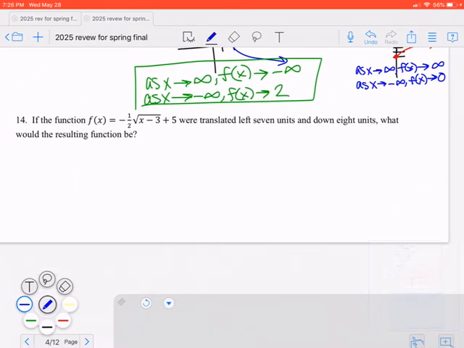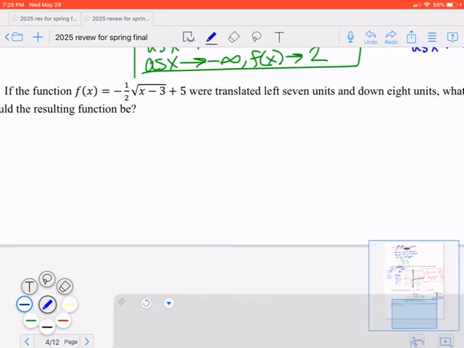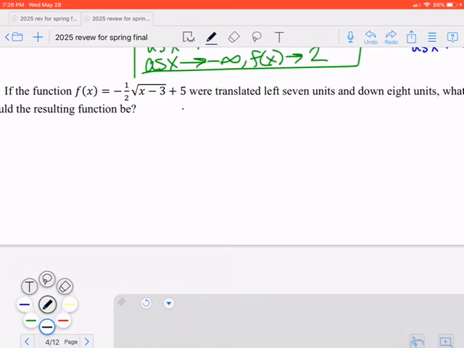Alright, if this function were translated left 7 and down 8, what would the resulting function be? So you might be able to just look at this and then think about it and figure it out, but I always have to draw the sketch because that's how my brain works. So we're going 1, 2, 3 to the right, 1, 2, 3, 4, 5. So our starting point's right there.